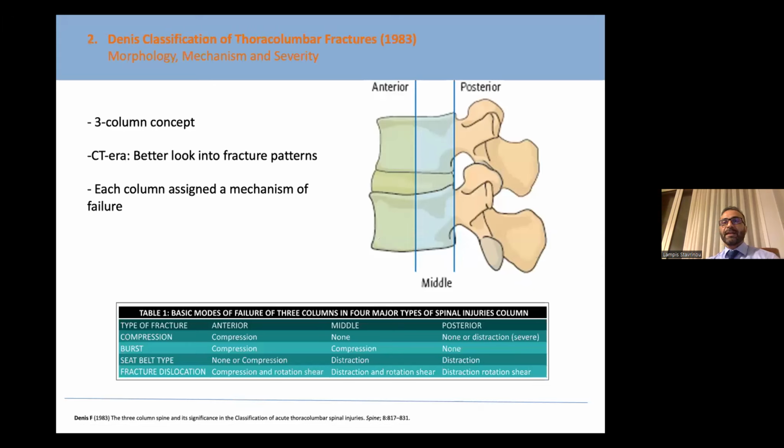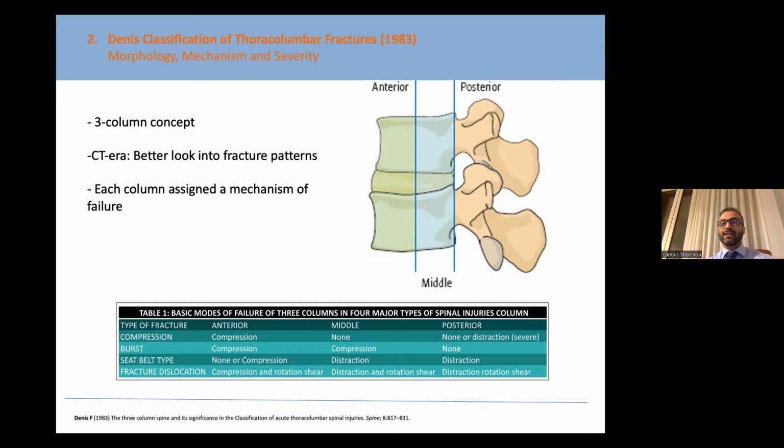The next step in the taxonomy of thoracolumbar fractures was somewhere in the 50s originally, but it got revised in 1983, and it is the Dennis classification for thoracolumbar fractures. And Dennis introduced the three-column system. It is a classification system that is well suited for the CT era, because the CT era allowed us to better describe, to better look into those fractures.